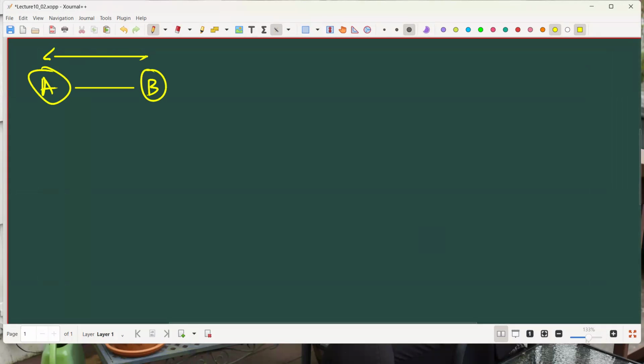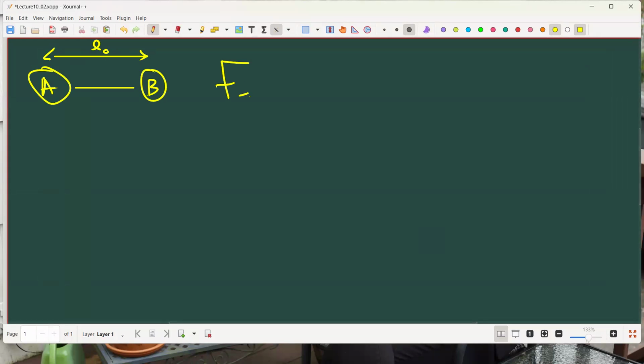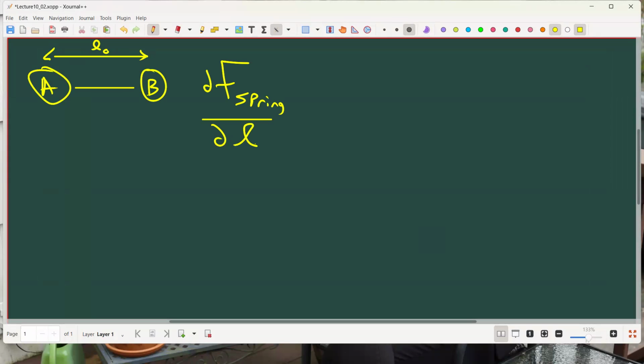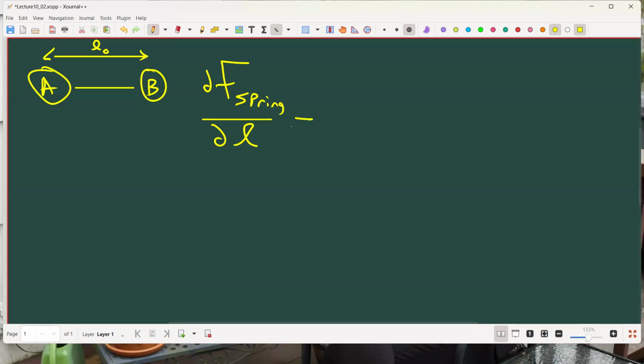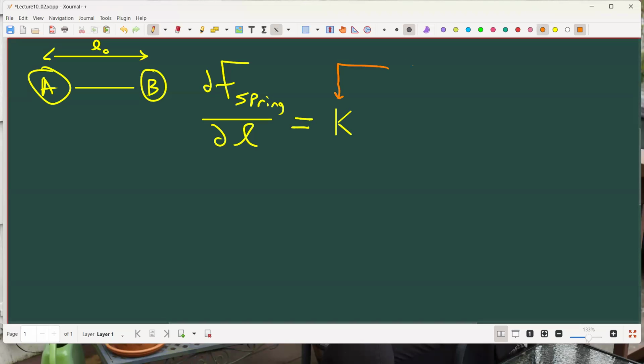We'll say initially this is at some length L naught. And we're going to say that the force of the spring, the derivative as a function of the displacement. Right, so let's think about that. It's a linear force. So as I double the length, the force will only double. That means the derivative of the force with respect to length is just a constant. Force is a straight line as a function of the displacement. We'll just call this some constant K. And this is just a constant.